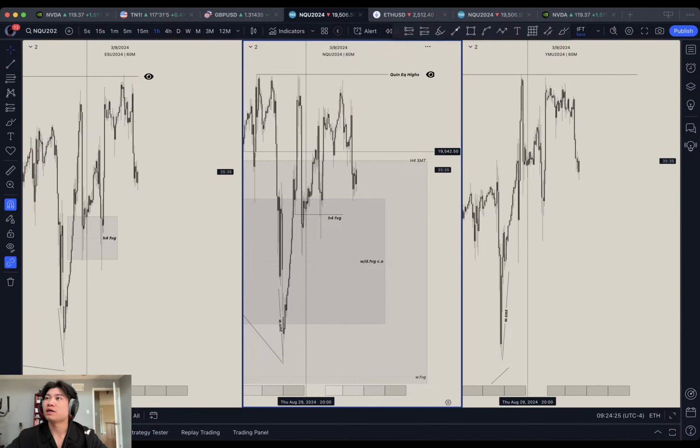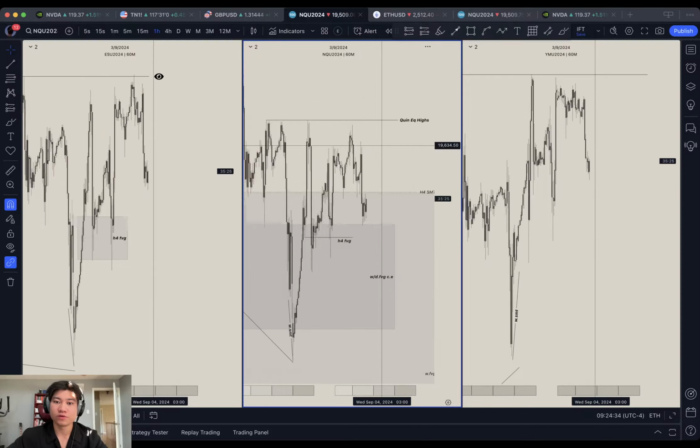If you want, you can fractalize it. You could use, for example, 4-hour internal to external, and then 50-minute internal to external, and 1-minute entries. That'll typically give you more entries.